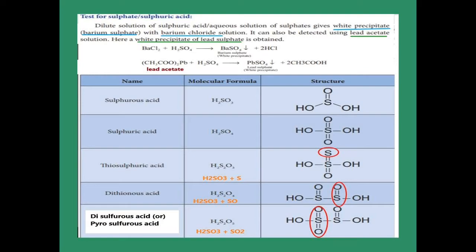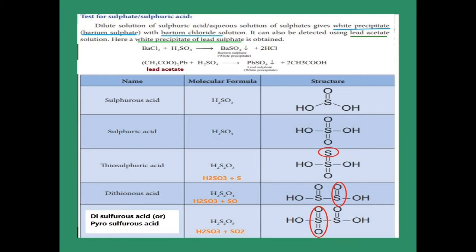Based on the sulfurous acid structure and the sulfuric acid structure, we are going to see the other types of sulfur acids. First one, thiosulfuric acid. Formula is H2S2O3. We can consider this as sulfurous acid with one more sulfur. So first of all you draw the structure of sulfurous acid, and one more sulfur is added with a double bond to the central sulfur.